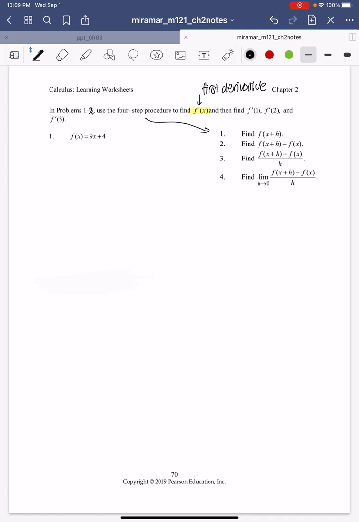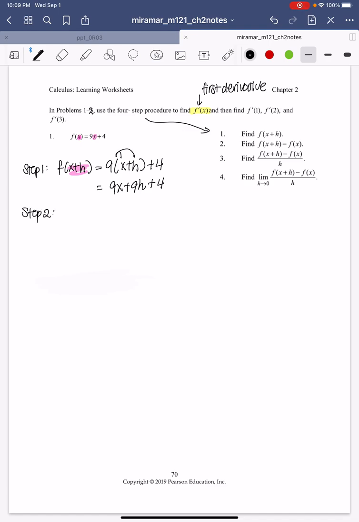So let's start with step 1. Step 1 says I need to find f of x plus h. So instead of x, I'm going to be replacing wherever you see x with x plus h. So it will be 9 times the quantity x plus h, plus 4. Distributing and combining like terms, I have 9x plus 9h plus 4. And that will be my step 1.